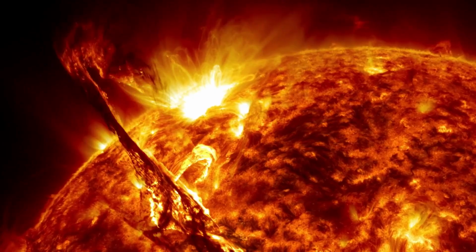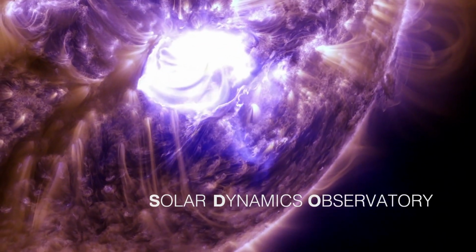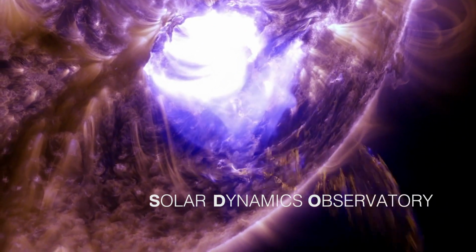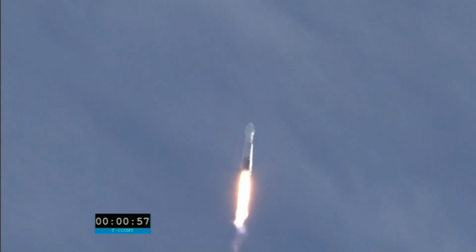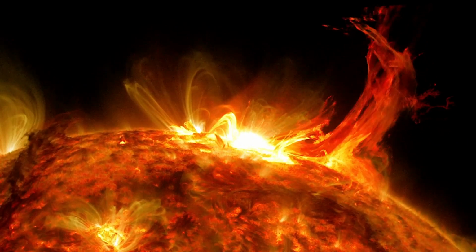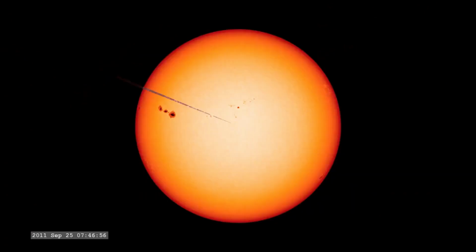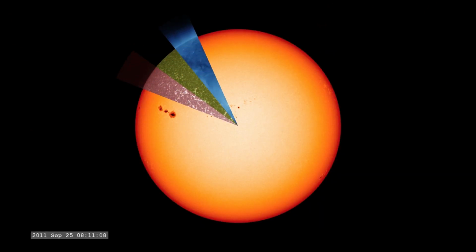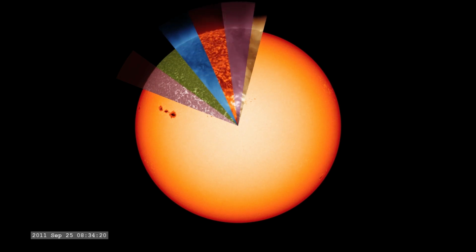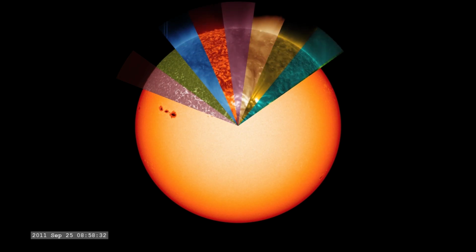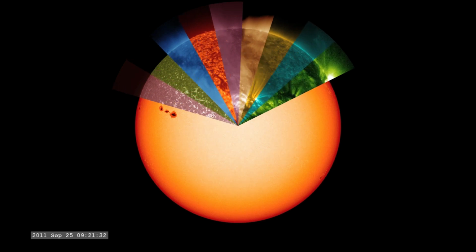These are images from NASA's Solar Dynamics Observatory, or SDO. It was launched in 2010 and has been observing the sun from space in a way that our eyes cannot. SDO uses instruments with special filters to see the sun in 10 different wavelengths of light, including many that we can't see with our own eyes.